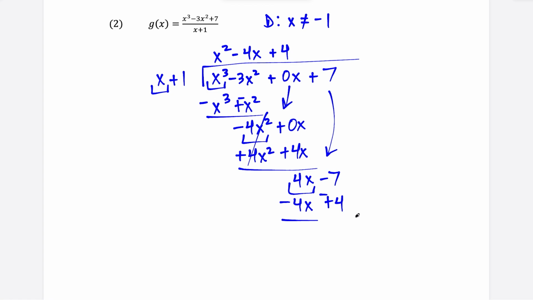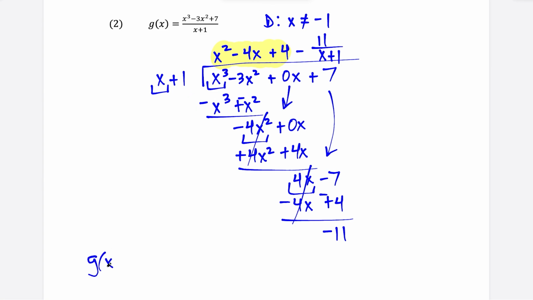So now let's close this out. We have 4x minus 4x canceling. 7 minus 4 is 3. And that's our remainder. So I'm writing 3 over x plus 1. So it looks like here our polynomial with the same end behavior of g of x is going to be x squared minus 4x plus 4. So I'm just going to write that over here.